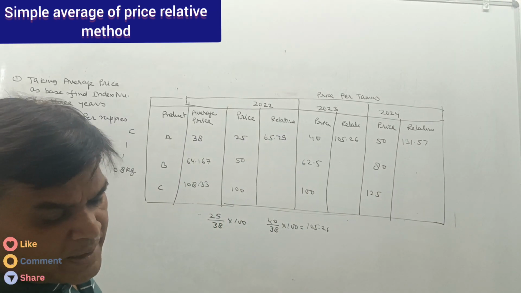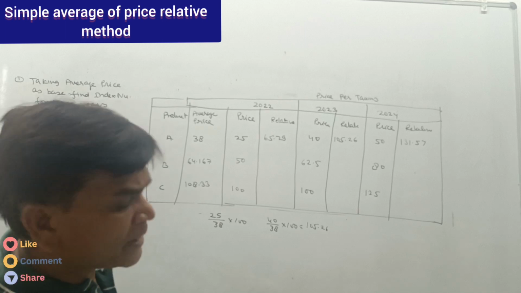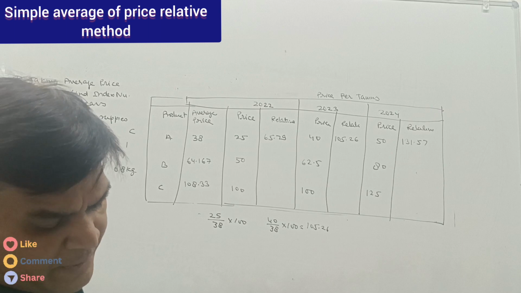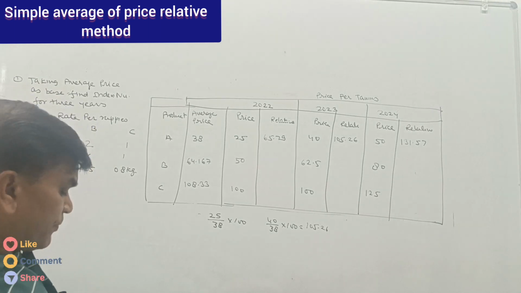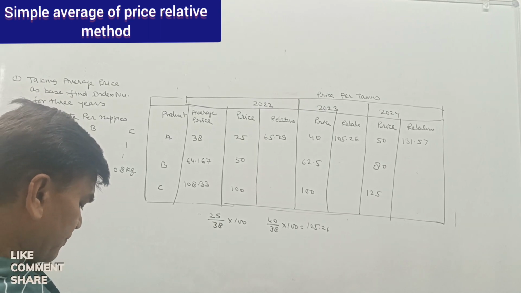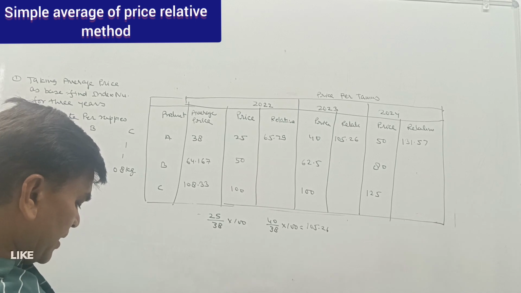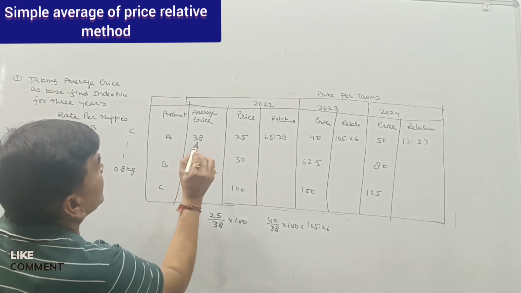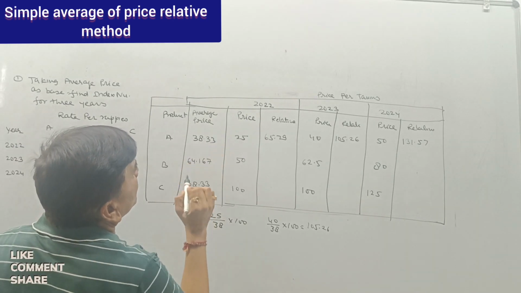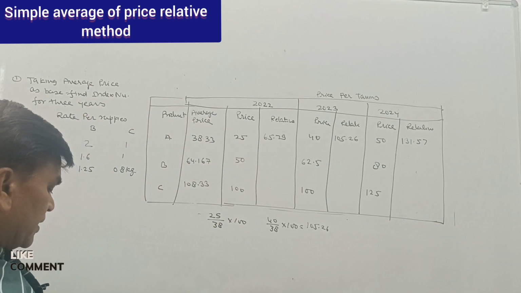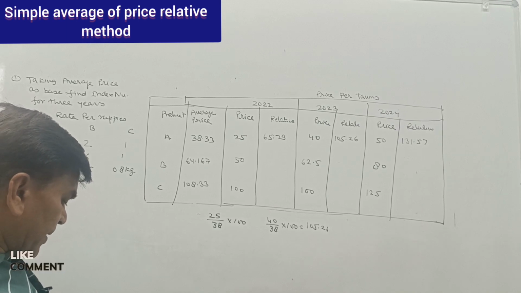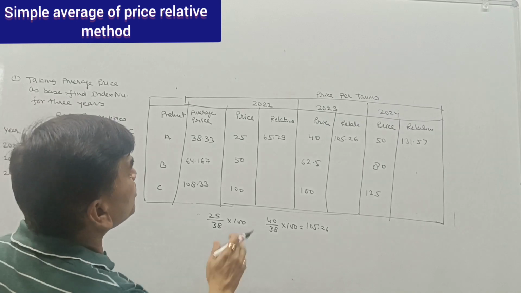Firstly, we have got 38.33. First one is 25, second one is 40 and third one is 50. Firstly 25 plus 40 plus 50 divided by 3, so 38.33. Okay. So 38.33 is first. So 25 divided by 38.33 multiplied by 100, 65.21.